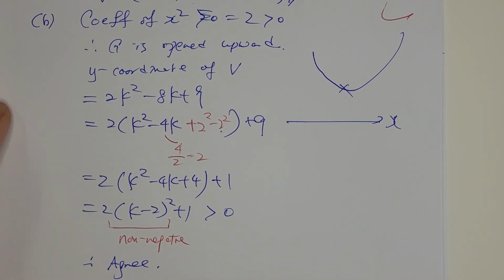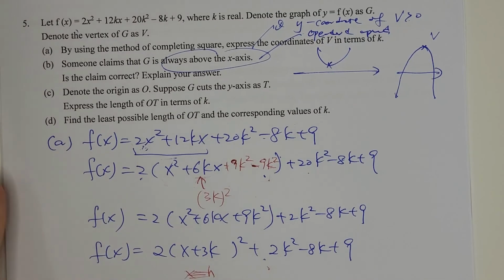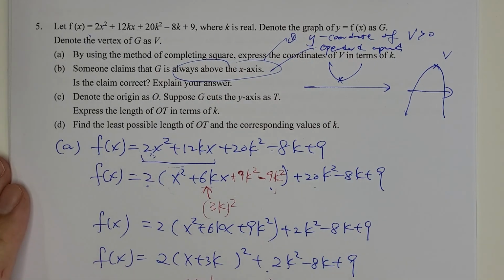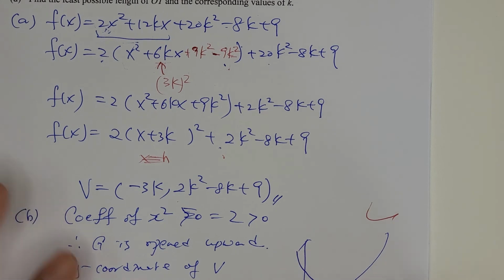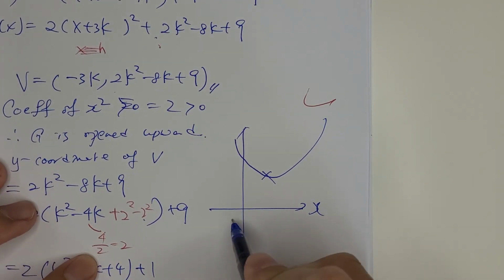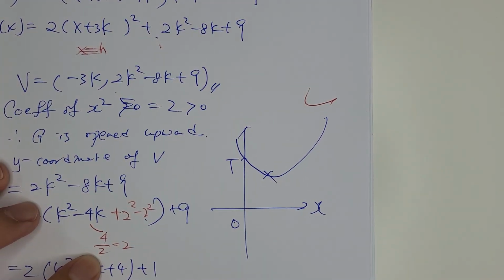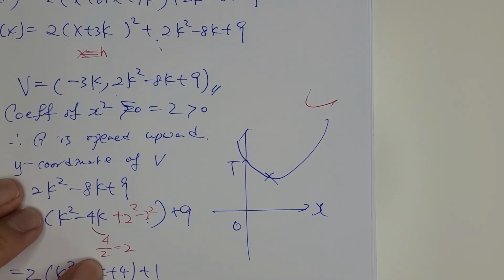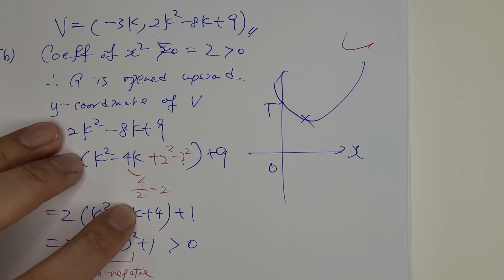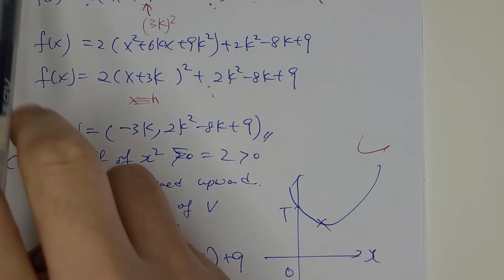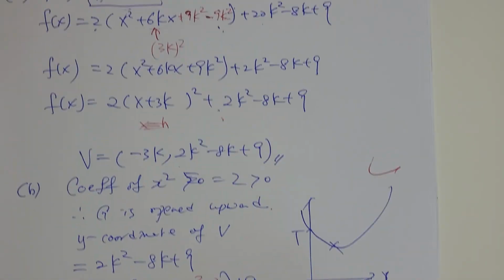And next, let's go to question C. Denote the origin as O. Suppose G cuts the y-axis at T, something like this. We can use this graph, O, T. Now, express the length of OT in terms of k. Quite straightforward, because when you substitute x equal to 0, then you can find it.